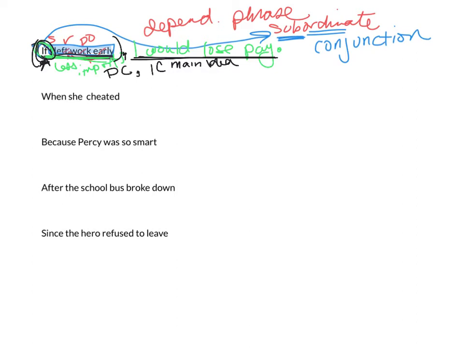When she cheated. What's my subject? She. What did she do? Cheated. What is your subordinating conjunction? When. How do I know it's a subordinating conjunction? Because if you walk up to somebody and say, when she cheated, they're going to go, and would you like to finish your sentence now? It's not a complete idea. And so anything that takes a complete sentence and turns it into not a complete sentence, that's going to be your subordinating conjunction. So you would have to have a comma, and then you would need to have another sentence to attach to. When she cheated, the teacher caught her.